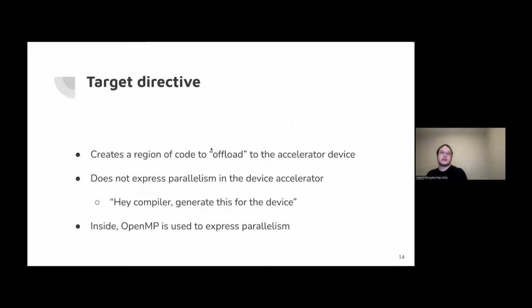Okay, so the target directive creates the offload region. The offload region is translated into the accelerator, and then it sends the data back. It sends the code to the accelerator and then back when the code finishes. Notice that I did not express any parallelism so far. It is just a way of saying this code is going to be executed in the accelerator, but it is not a way of saying how I am going to express parallelism within the accelerator. That comes after, okay?